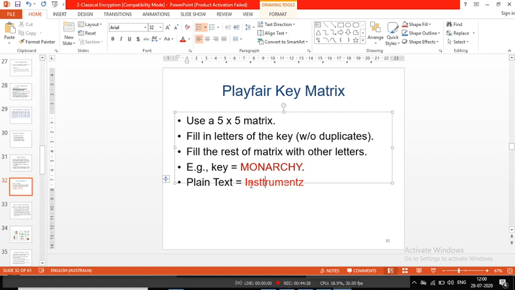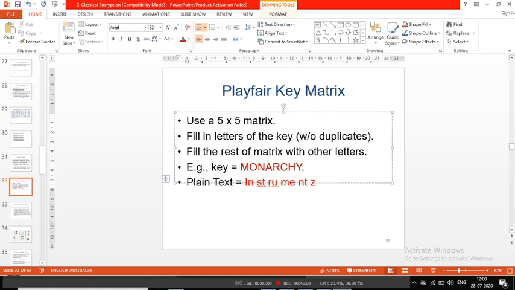You just want to split this plain text into a number of blocks, and each block must contain two letters. For example, "instruments" is segregated like this: in is one block, st is one block, ru is one block, me is one block, nt is one block, and z is a separate one.